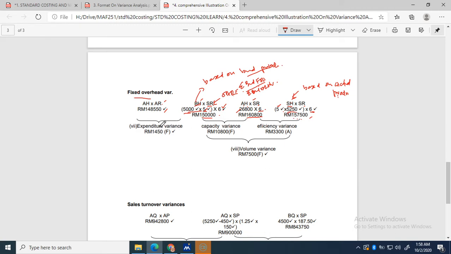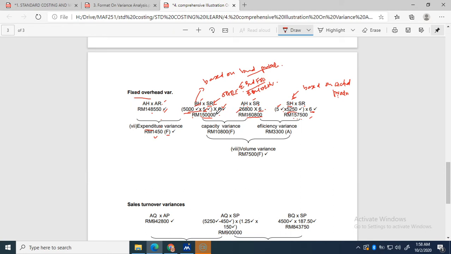To get the expenditure variance, column 2 minus column 1. So 150,000 minus 148,550, you get positive 1,450. Positive means favorable. So this is the fixed overhead expenditure variance.